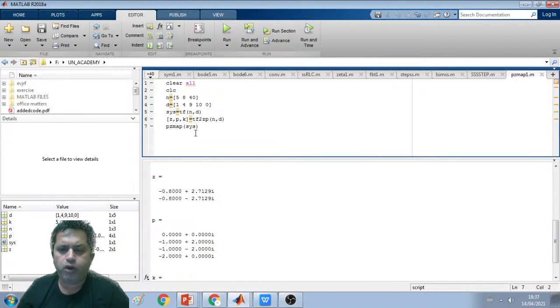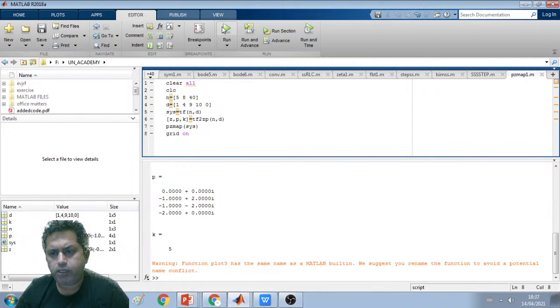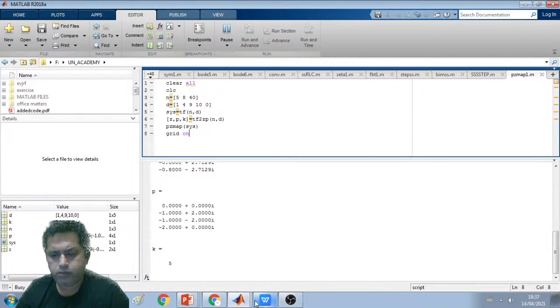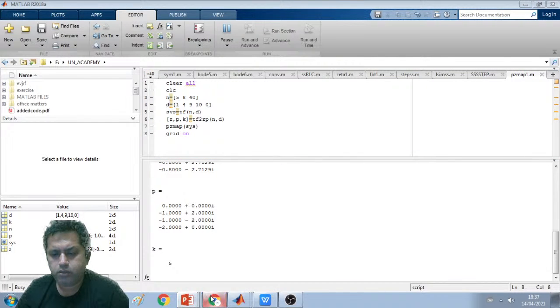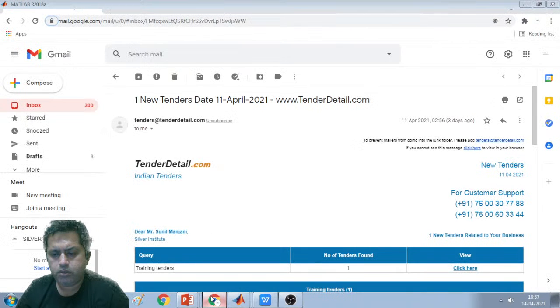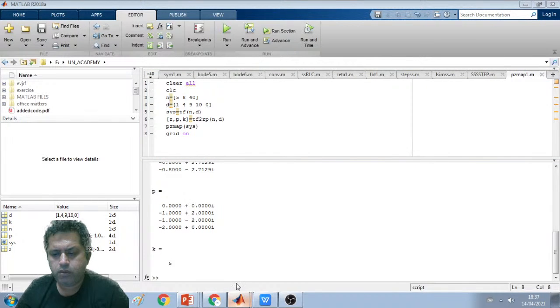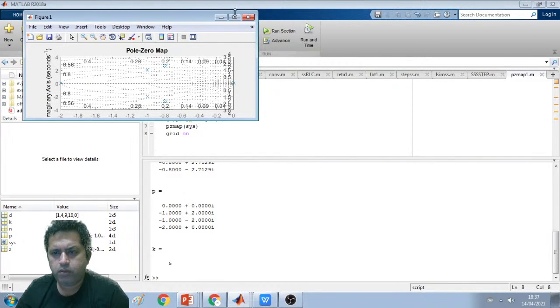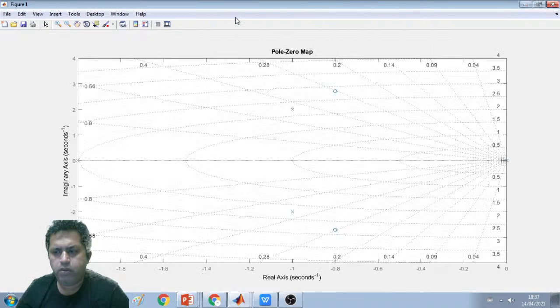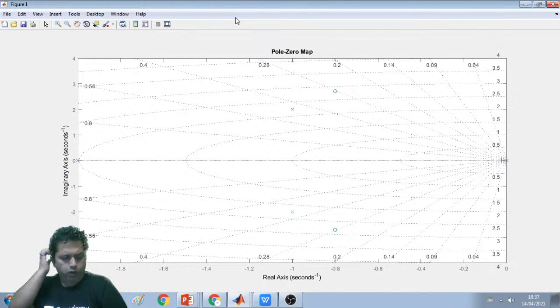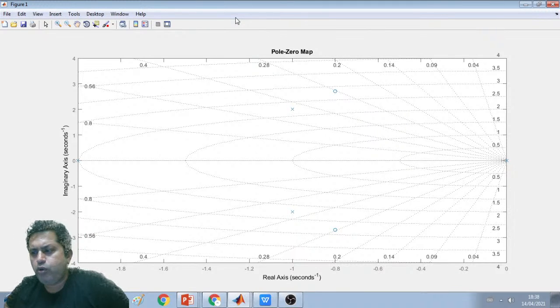Let us say we want grid lines. Grid on. Save this. Run this. So this is a pole zero plot, the pole zero plot with grid.